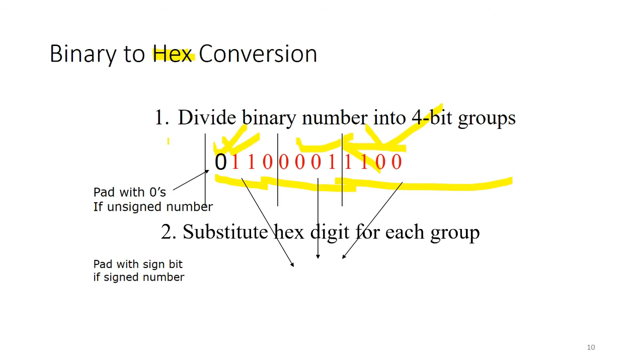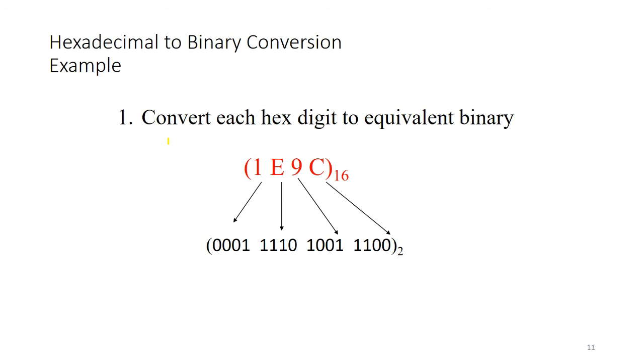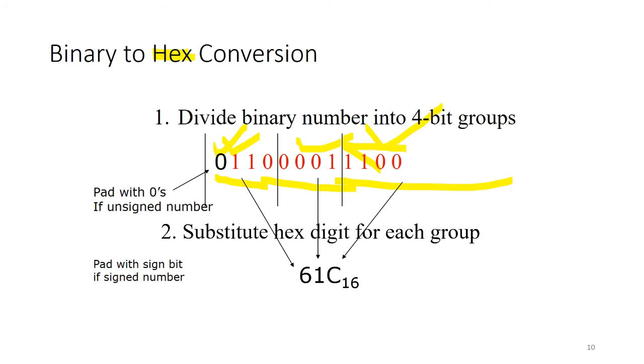So I hope you have already gone through this. So now let's give you the answer. Okay. So as you can see, this 110 is equivalent to 6 in hexadecimal. This 001 is equivalent to 1 in hexadecimal. This 1100 is equivalent to C.